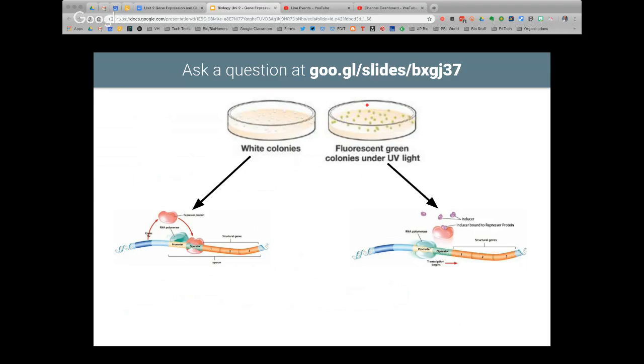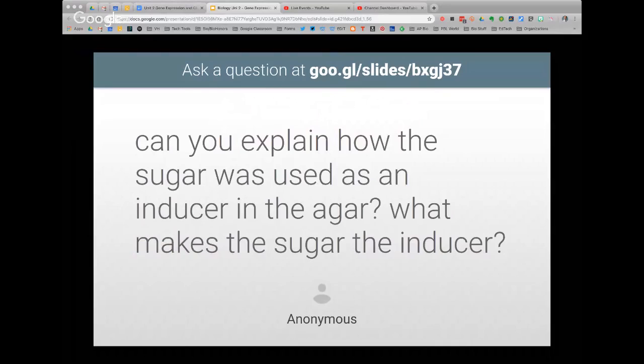The plate that did glow was the plus sugar plate. It did have that arabinose sugar. It did have the inducer. The inducer bound to the repressor molecule, changed its shape, and transcription could take place. Translation could then take place, and these bacteria produced the green fluorescent protein that we were looking for. So that is how you answer this question. How was sugar used as an inducer? It removed the repressor because it had the right fit. It fit the correct way. Think of it kind of like a lock and key type of example.